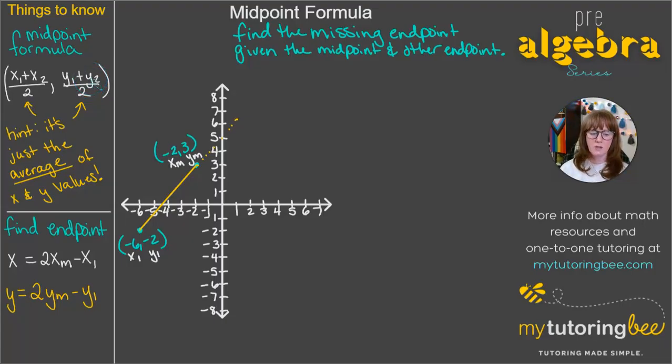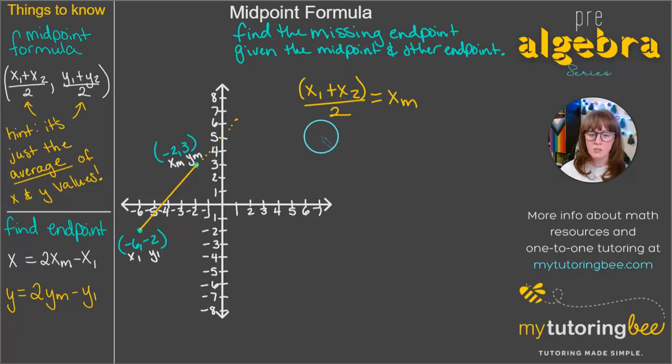Let's look at our x values. So our endpoint x value is negative 6, and our midpoint x value is negative 2. So again, we're just looking at the x part. So our normal formula is x1 plus x2 over 2, and that will equal xm, right? Our midpoint, the x portion of our midpoint. So what pieces of the puzzle do we have? Well, we have x1, which is negative 6, and we have xm, which is negative 2. So then we'll just be solving for x2.